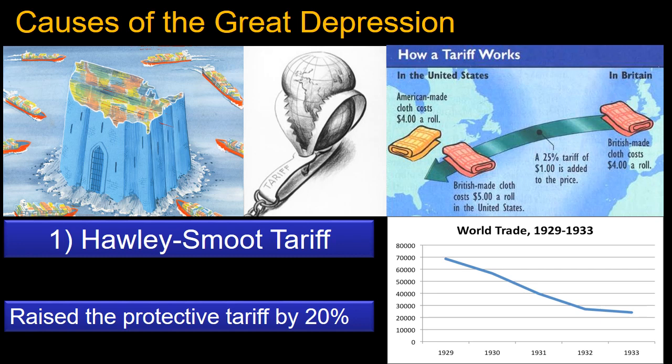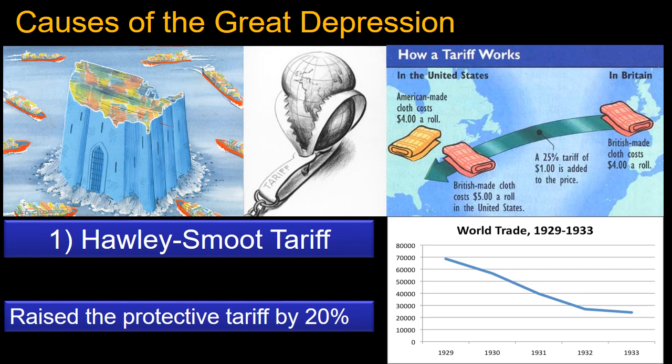There were 5 factors that led to the Great Depression. In 1930, Congress passed the Hawley-Smoot Tariff. Remember, a tariff is a tax on imported goods. The Hawley-Smoot Tariff was the highest protective tax on imports in U.S. history. Congress was trying to protect U.S. businesses and workers, but it backfired.